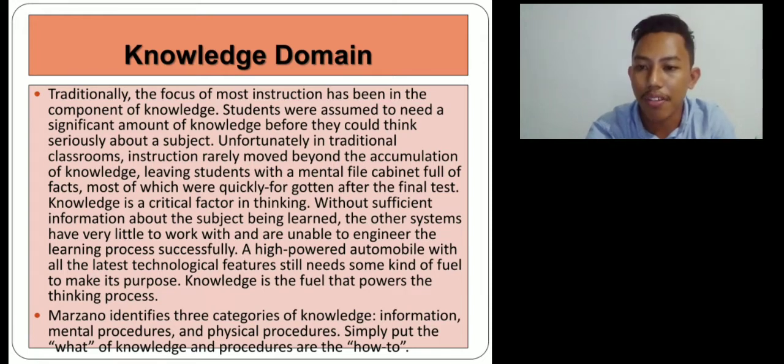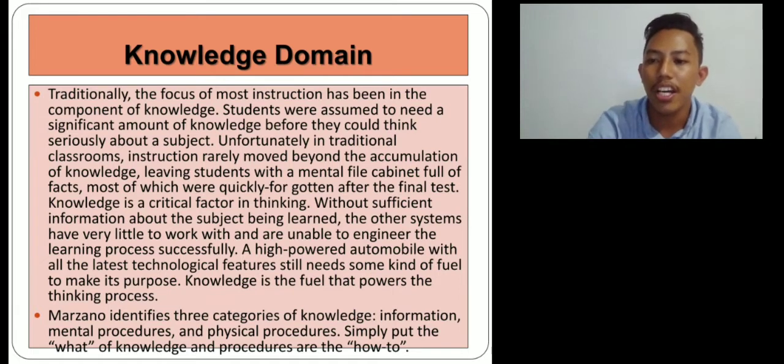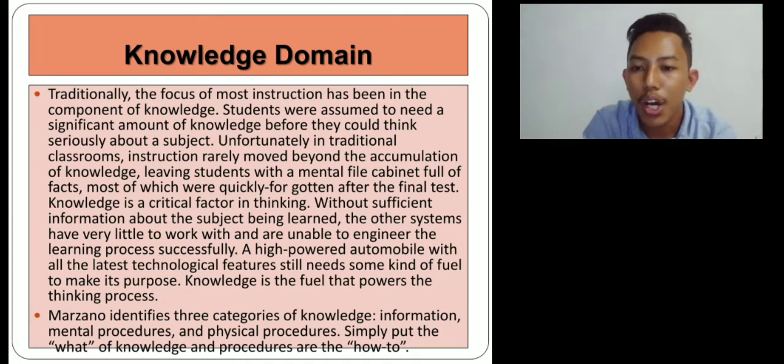Knowledge is a critical factor in thinking. Without sufficient information about the subject being learned, the other systems have very little to work with and are unable to engineer the learning process successfully. A high-powered automobile with all the latest technological features still needs some kind of fuel to serve its purpose. Knowledge is the fuel that powers the thinking process.